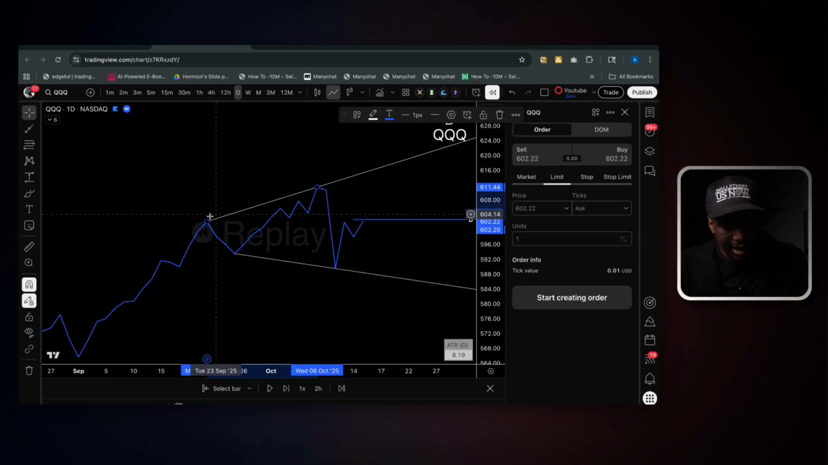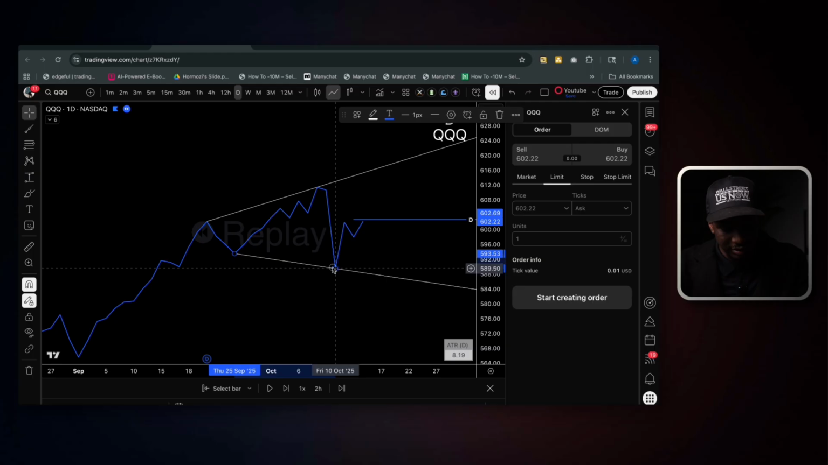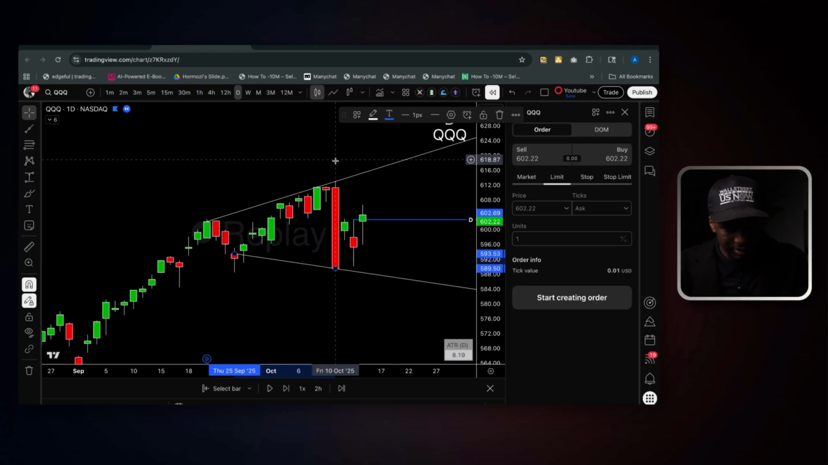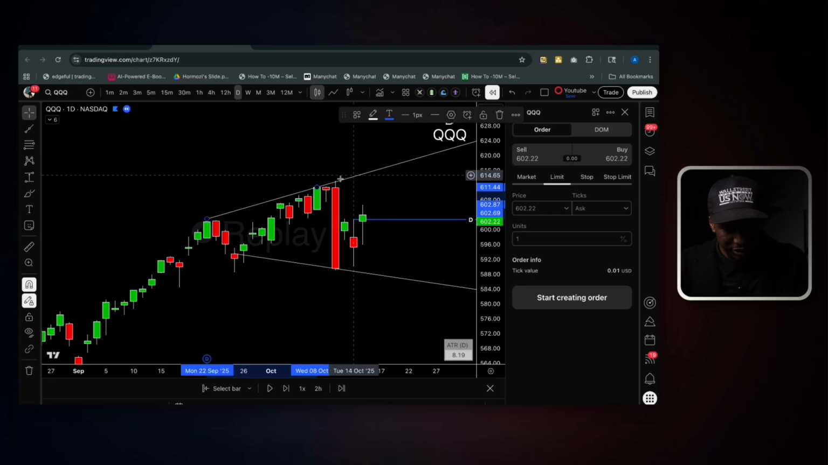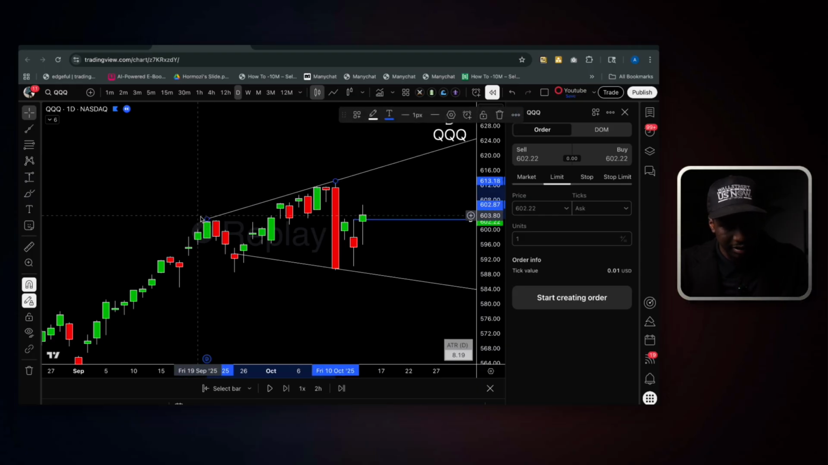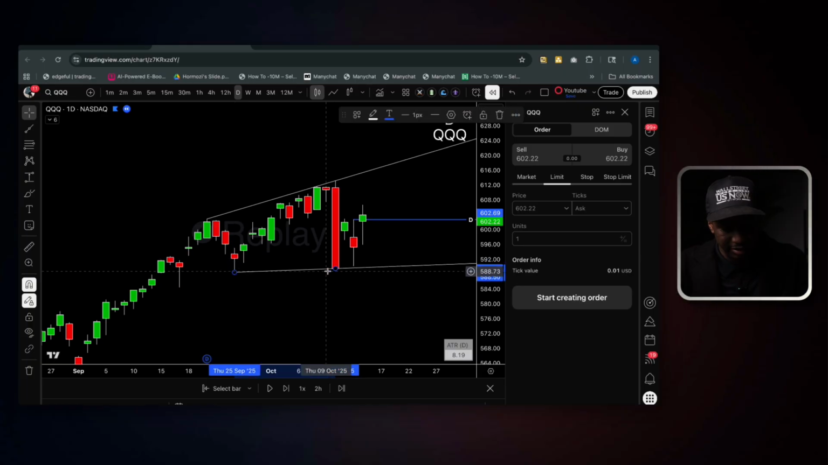Super easy. This high went higher than this one. This low went lower than this one. Super easy. When I go back to the candlesticks, boom. I'll just adjust them a little bit. But again, this was a previous pivot high. Reverse to the downside. I'll drag this down, redraw it.